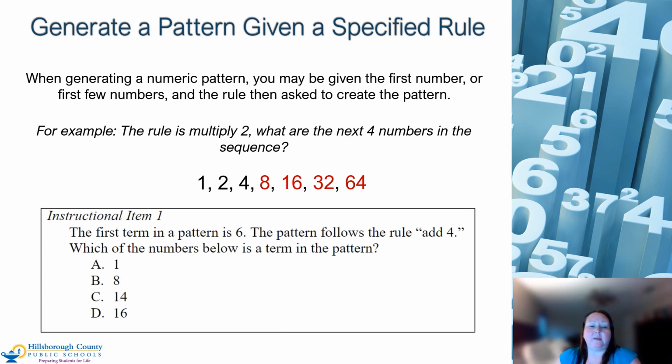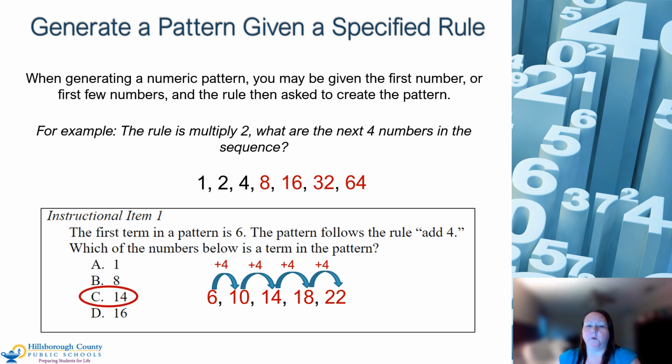And here's another example. The first term in a pattern is 6. The pattern follows the rule add 4. Which of the numbers below is a term in the pattern? So you can see that I would start at 6, add 4 each time, and then look back at those options. Which of those was there? 14.